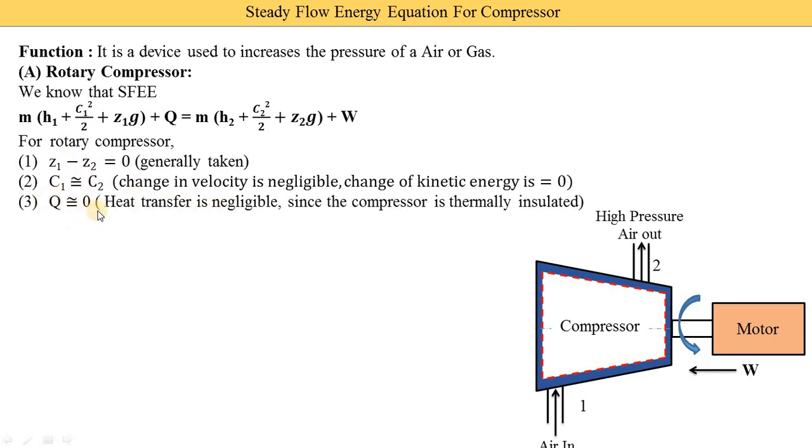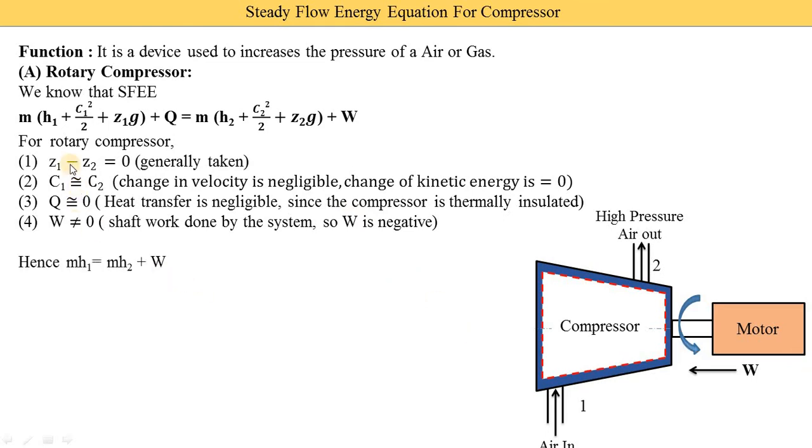Q is nearly equal to 0. Heat transfer is negligible since the compressor is thermally insulated. If the compressor is thermally insulated, there is no heat transfer to or from the system. Work done does not equal 0, since we need to supply some work. That means the value of the work done is not equal to 0. It is shaft work done on the system, so W is negative. Why is it negative? Because we supply the work, as we already discussed.